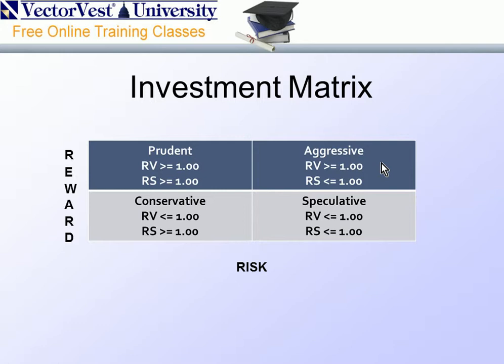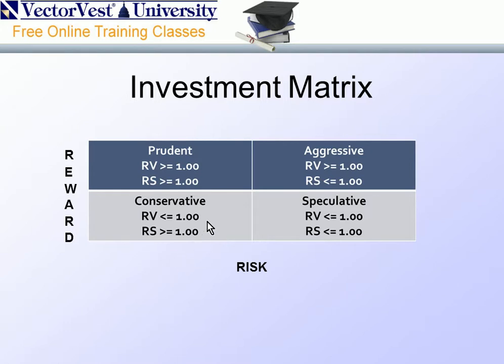The aggressive trader is ideally going to want relative value to be greater than or equal to 1 and relative safety to be less than or equal to 1. An aggressive trader wants that long-term upside potential, but he is willing to take on a little bit more risk. Aggressive traders want shares that have the ability to move up and down in price quickly, and when a share has an RS of less than or equal to 1, those stocks tend to move up and down in price very quickly.